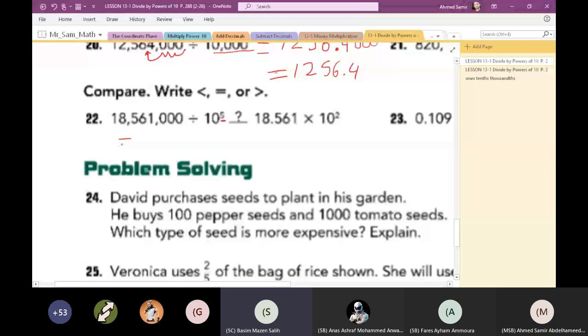185.61. How did you do it? We move the decimal point 5 places: 1, 2, 3, 4, and 5. So the answer would be 185.61. Okay, now I'm choosing someone from 5A.